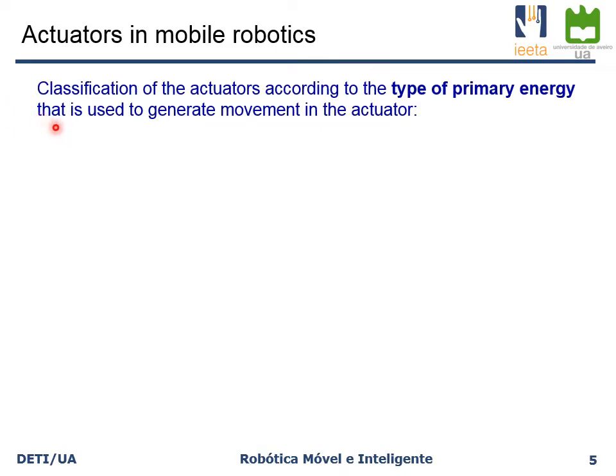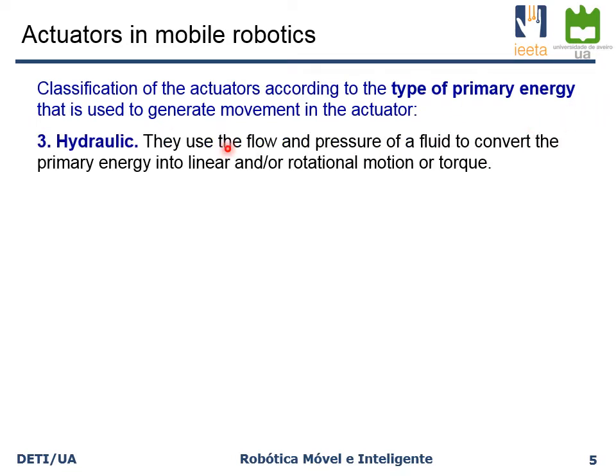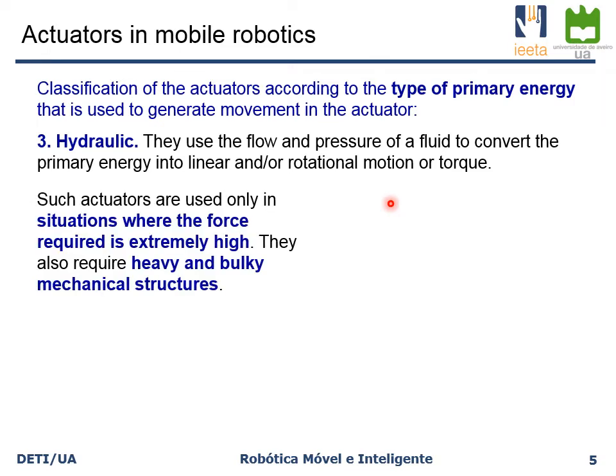The third and last type of actuators, according to the type of primary energy that we want to consider, are the hydraulic actuators. In this case, instead of a gas, we use the flow and pressure of a fluid to convert the primary energy into linear and or rotational motion or torque. These kind of actuators are used only in situations where the force required is extremely high. Since we are using a fluid, not a gas, a fluid is not compressible, which means that we can actually exert very, very high forces using this kind of actuators.